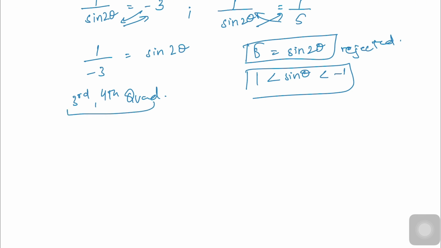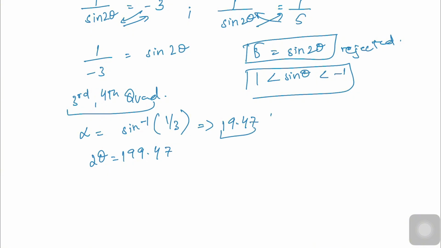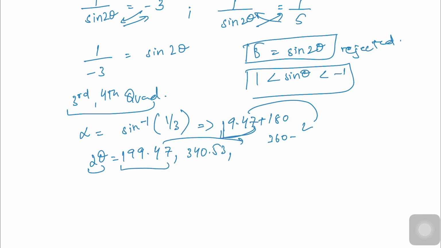We have this equation, so we get our alpha by using sine inverse of 1 over 3. We get our alpha as 19.47. So we'll be getting our 2 theta as 199.47 by adding 180 to this figure, and subtracting this figure from 360, we're getting it as 340.53. Since it's 2 theta, we can take the next rotation as well. This means adding 360 to it. So this would be 559.47, and adding 360 to this, we're getting it as 700.53.